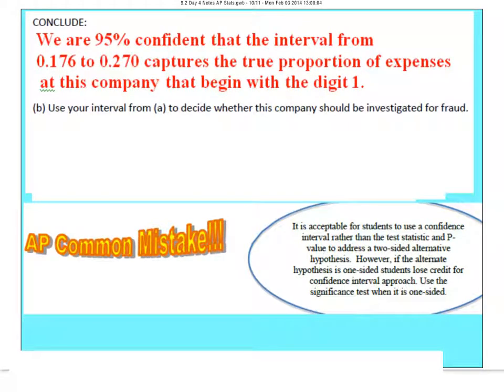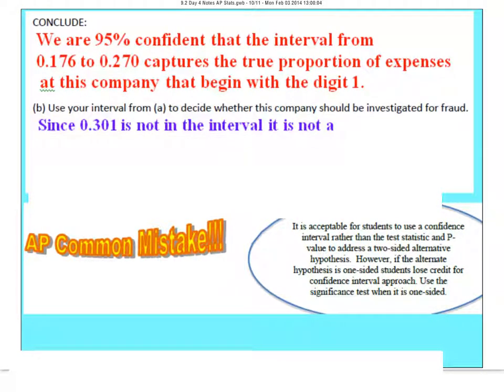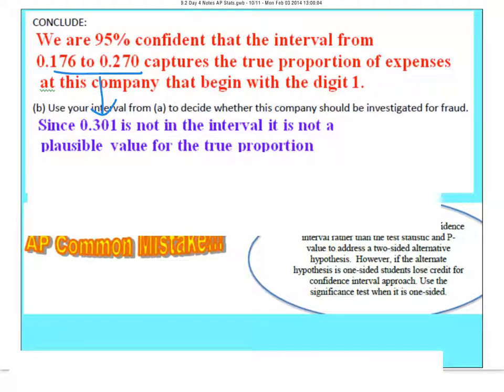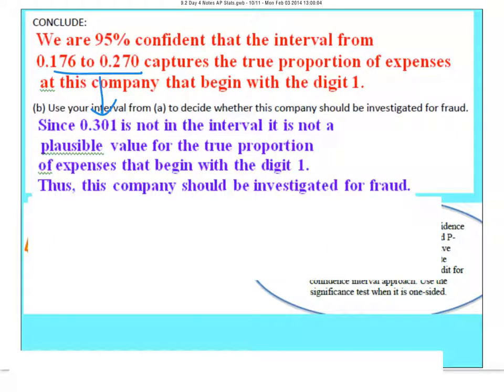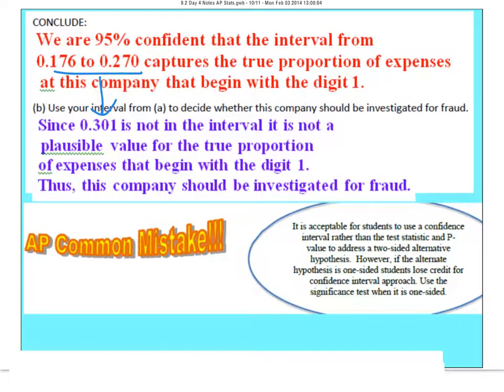Again, we're going to make our decision. We already talked about this. Since 0.301 is not in this interval, what we would say is that it is not a plausible value for the true proportion of expenses that begin with the digit 1. Thus, this company should be investigated for fraud.